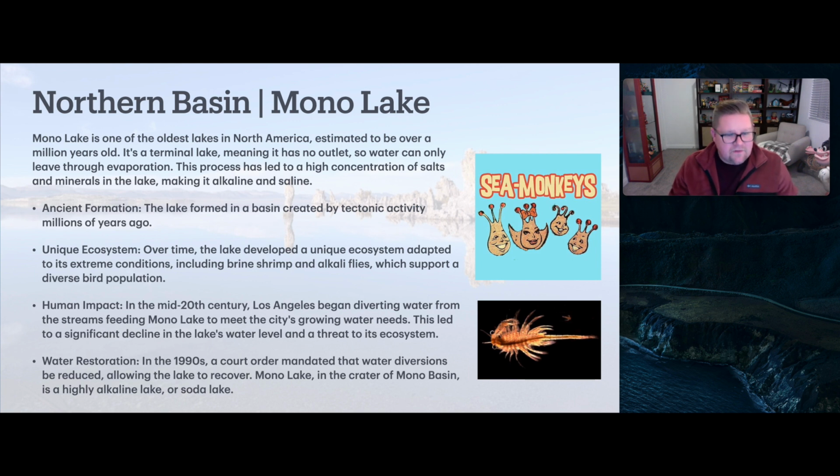So this is kind of the brief history. The ancient formation: the lake formed in a basin created as the result of tectonic activity millions of years ago, and has a very unique ecosystem. Over time, that lake developed a unique system adapting to its extreme conditions, which include the brine shrimp and alkali flies, which supported a diverse bird population.